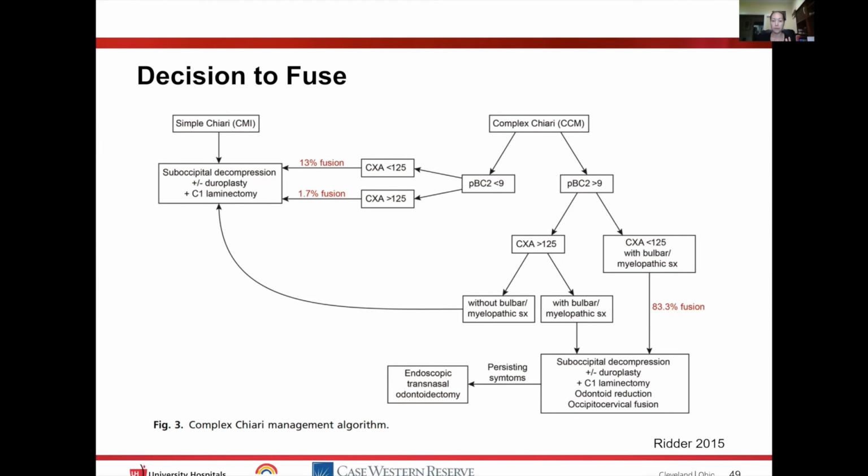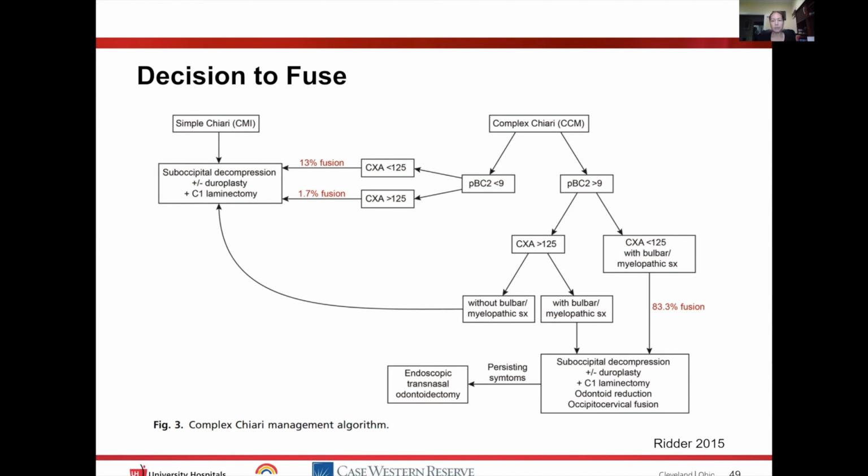If it's less than 9, then they fall into a generally lower risk group, although not 0. If that PBC2 is greater than 9, and that clivoaxial angle is less than 125, so that really flattened platybasia, those are the kids that had the highest risk of fusion. They had like an 83.3% fusion rate. So those are the ones that were really the highest risk.